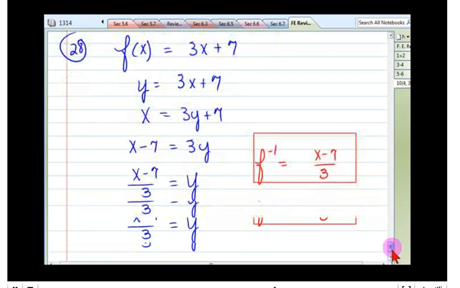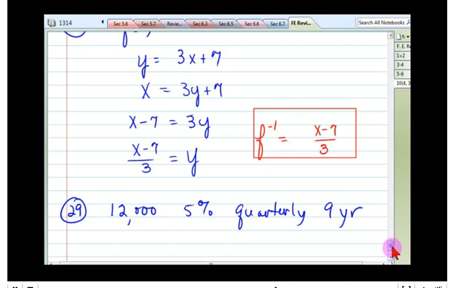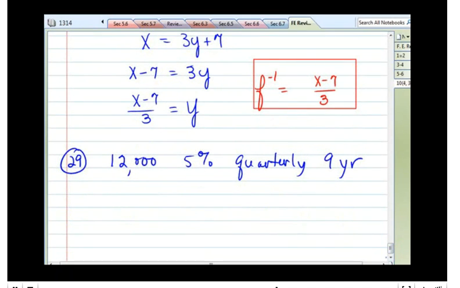All right, 29. We are moving. 29 is a compound interest formula, and you're given 12,000, 5%, quarterly, 9 years. Those are the key elements in this problem. And you're supposed to find how much money you're going to have at the end of 9 years. So you have that formula. It's in your formulas and models sheet. You don't have to memorize it.